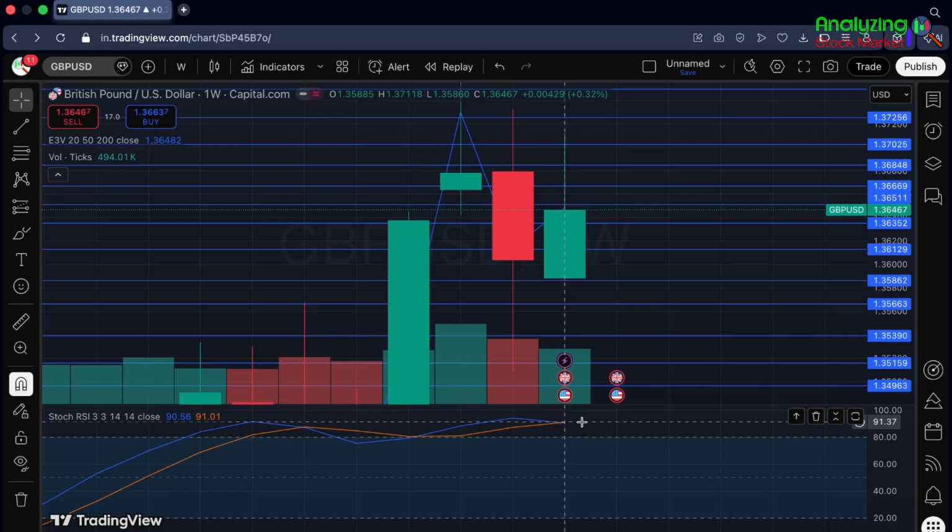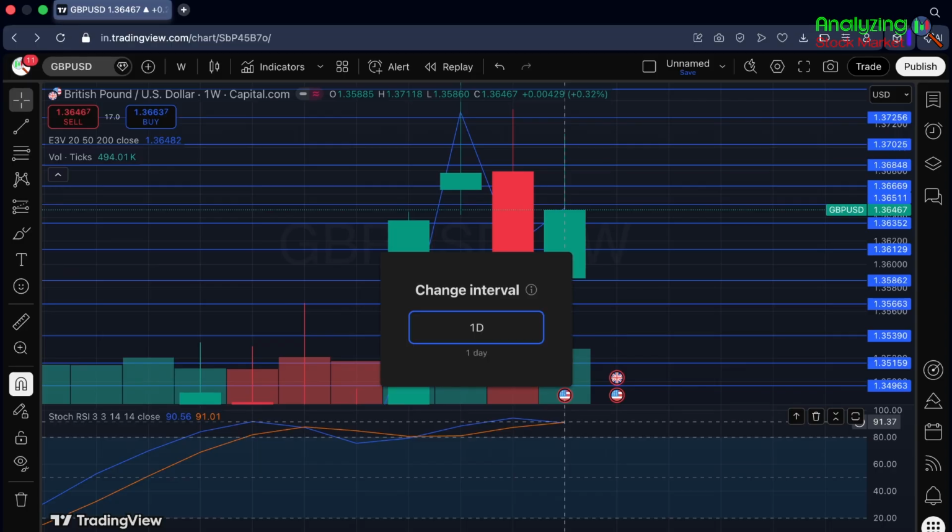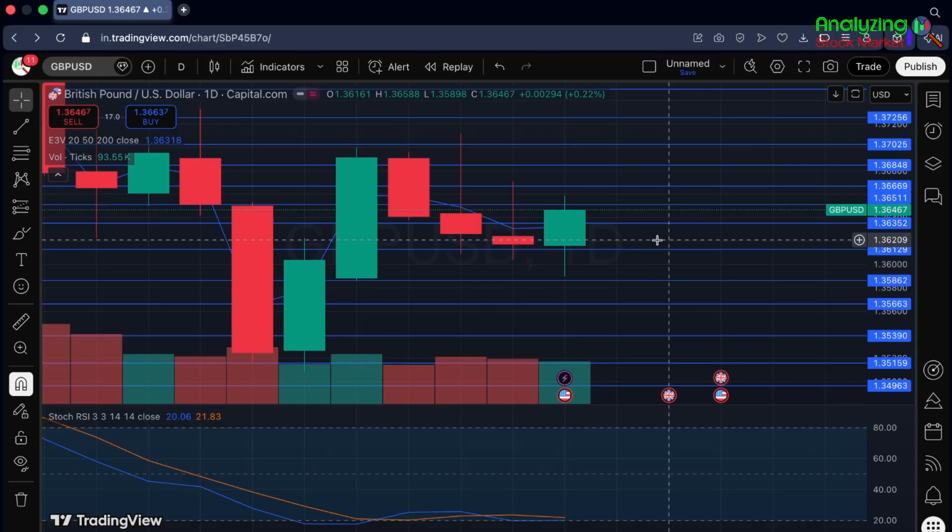But remember, as we always say, we should not only depend on RSI or other indicators. We should also look for other factors which move the pair, like any news or important events, and then make a decision according to that data. So now let's mark some important support zones and resistance zones on a 1-day chart. So here, this is a 1-day chart.